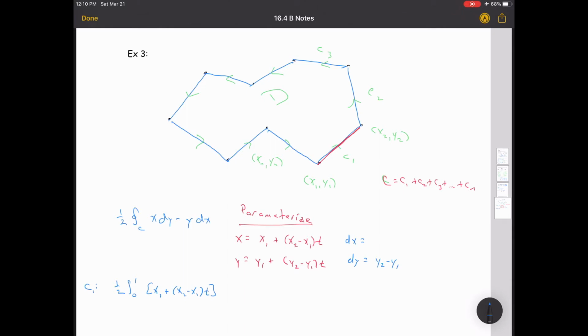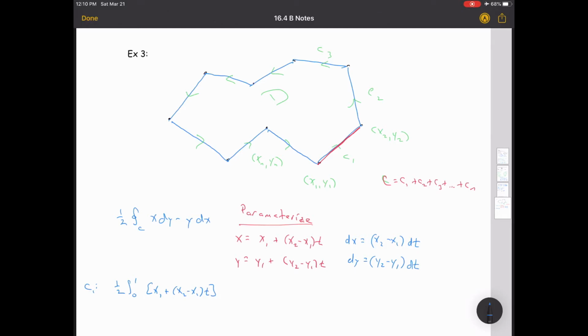The derivative of x with respect to t, again, is going to be, oh yeah, there's a dt there, sorry. The derivative of x1, that's a constant, it's gone. The derivative of the part that's attached to the t is just going to be the coefficient, so it's x2 minus x1 dt.